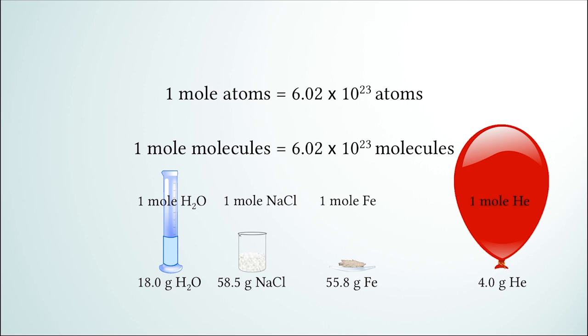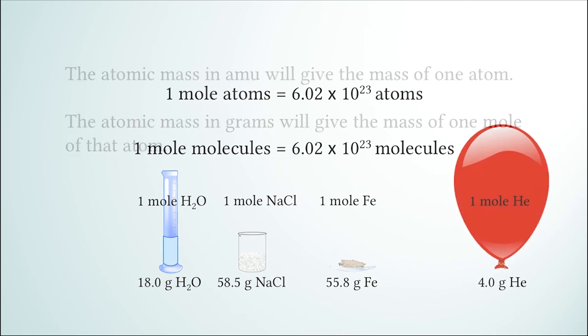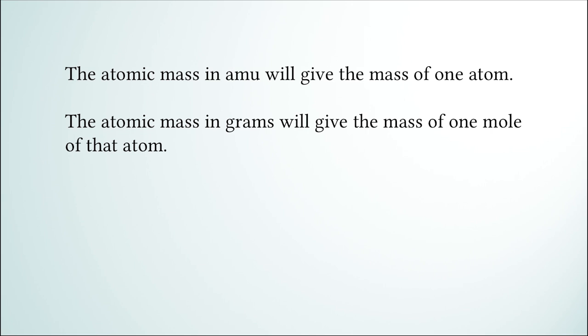Finally, there is 1 mole of helium in the balloon, which contains 4.0 grams of helium. 1 atom of helium is 4.0 AMUs. But you have to pay careful attention to the questions you are asked so you know what unit to put on the atomic mass. The atomic mass in AMU will give the mass of 1 atom. The atomic mass in grams will give the mass of 1 mole of that atom.